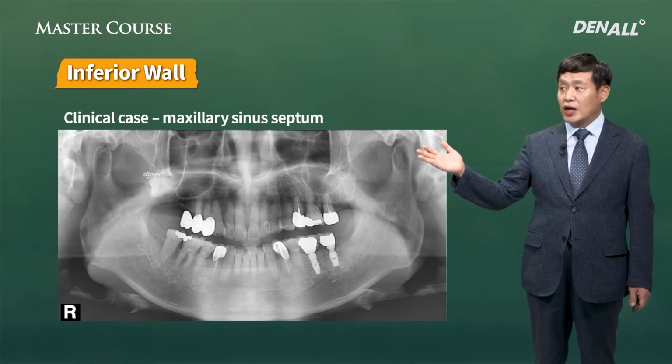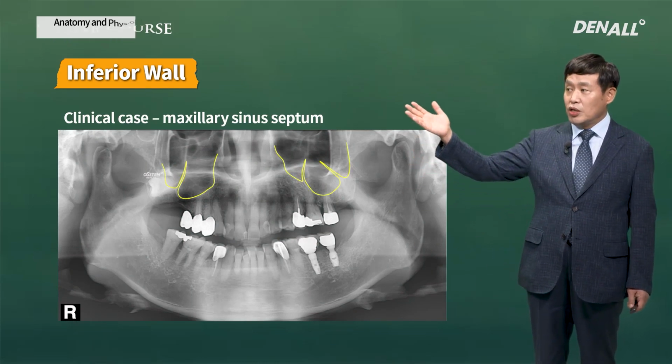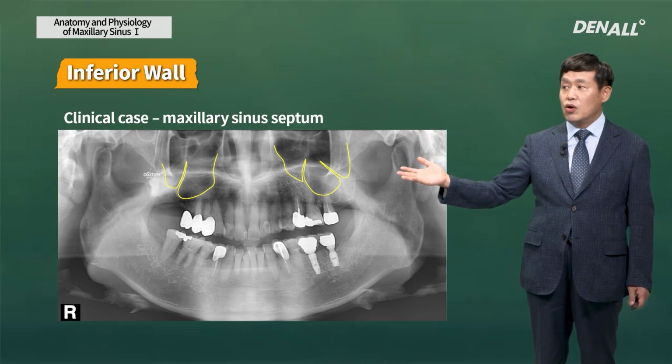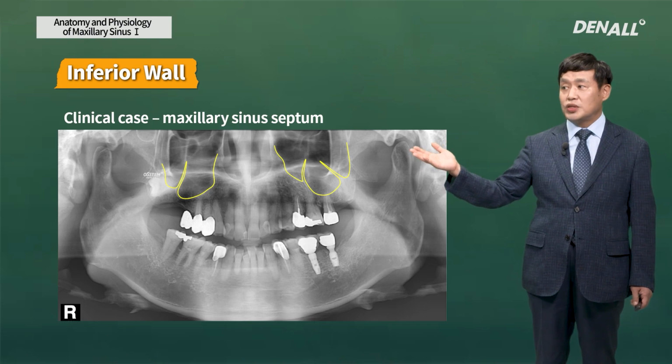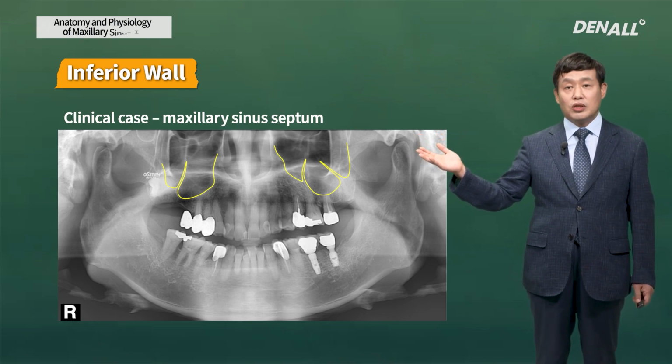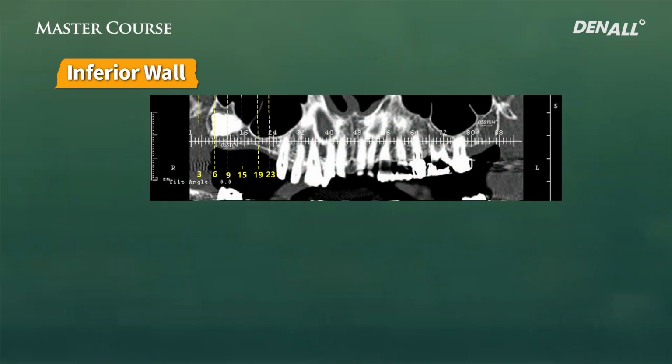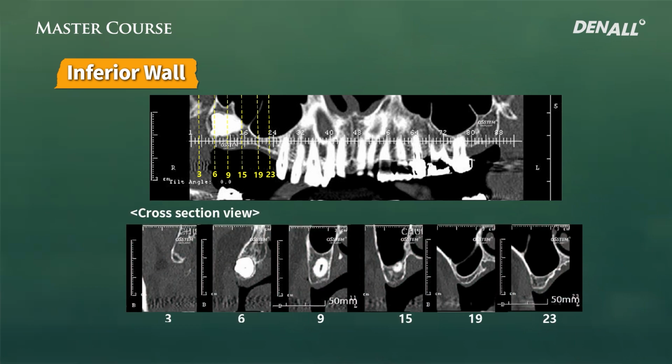Here in the panorama view, the zygoma buttress exists bilaterally, and there is a septum, a rather high septum in this patient. In this case, if you take CT images, depending on the coronal section and the septum position, the images may look different, and you need to look at various images of the septum to understand the anatomical structure accurately.